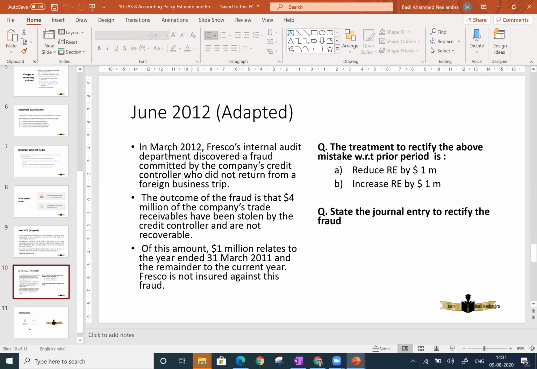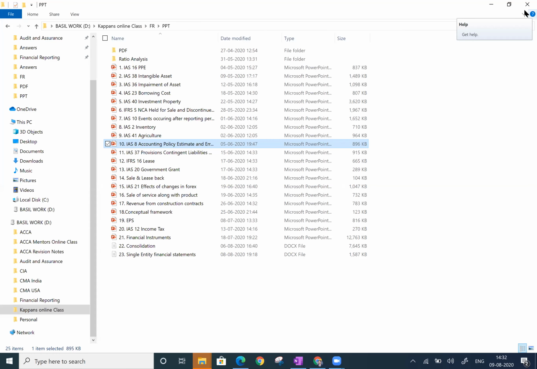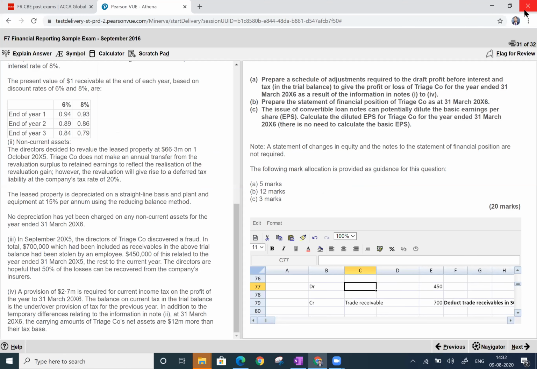And we have also done one more question like this. In March 2012, the Internal Audit Department discovered a fraud committed by the company's credit controller. The outcome of the fraud is that 4 million of the company's trade receivables have been stolen by the credit controller and are not recoverable. Of this, 1 million relates to the year ended 31st March 11. When is our year end? March 2012. And this 1 million relates to the previous year. We have already done two such questions, asked in June 2008 and June 2012. And the same question was repeated as part of your Section C in September 2016.